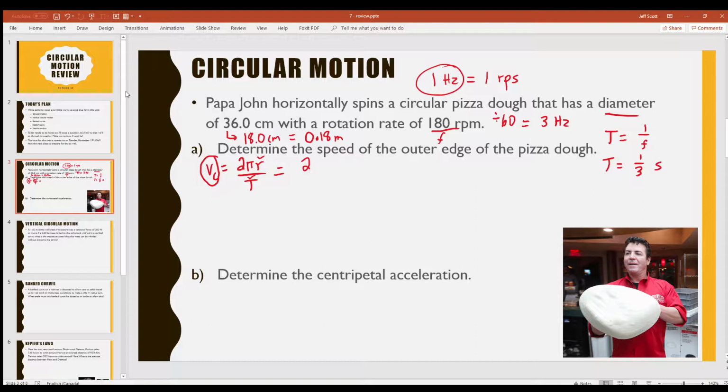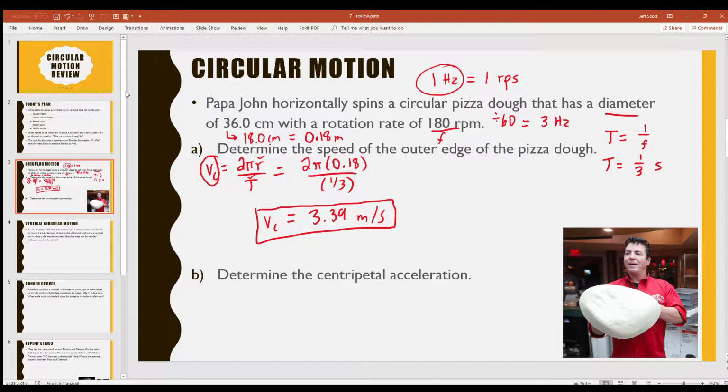So we have 2 times pi times 0.18 meters divided by our capital T period, which is 1/3. And throwing this into our calculator all in one go gives me vC equals 3.39 meters per second. And that is to the 3 sig digs that we would need for this question.